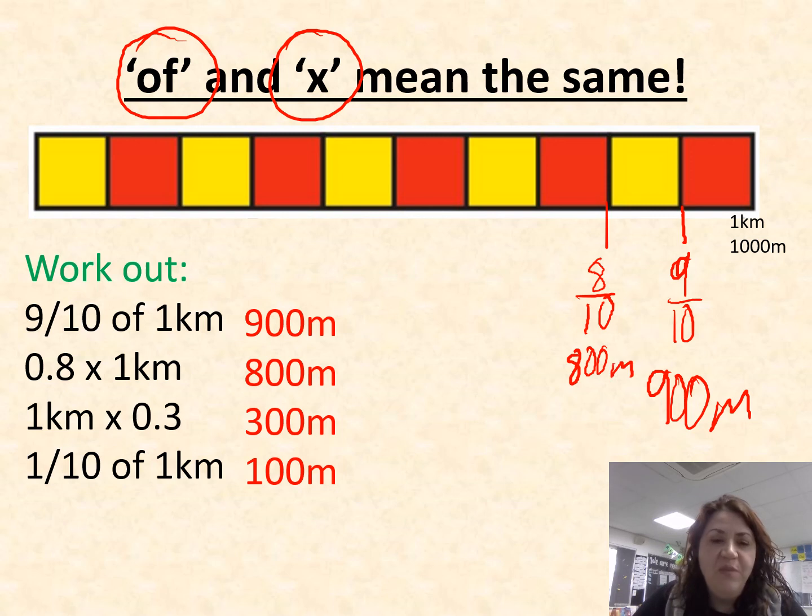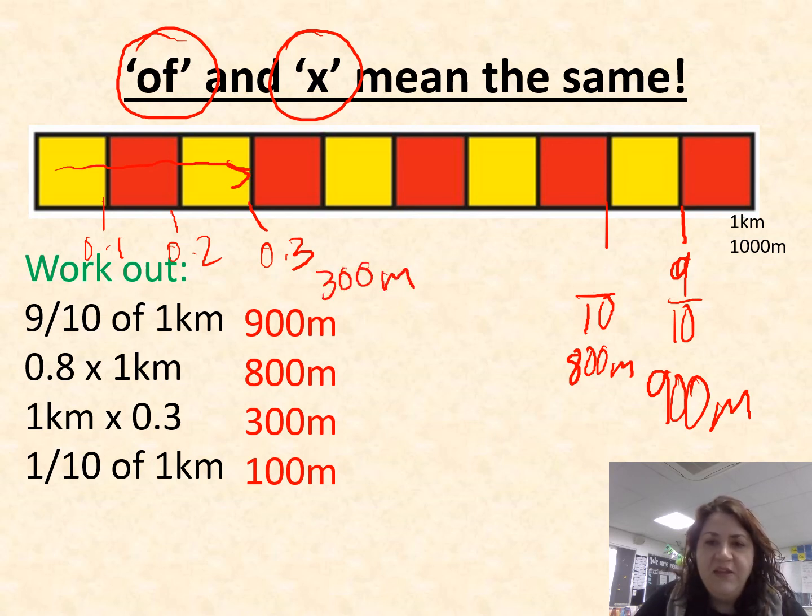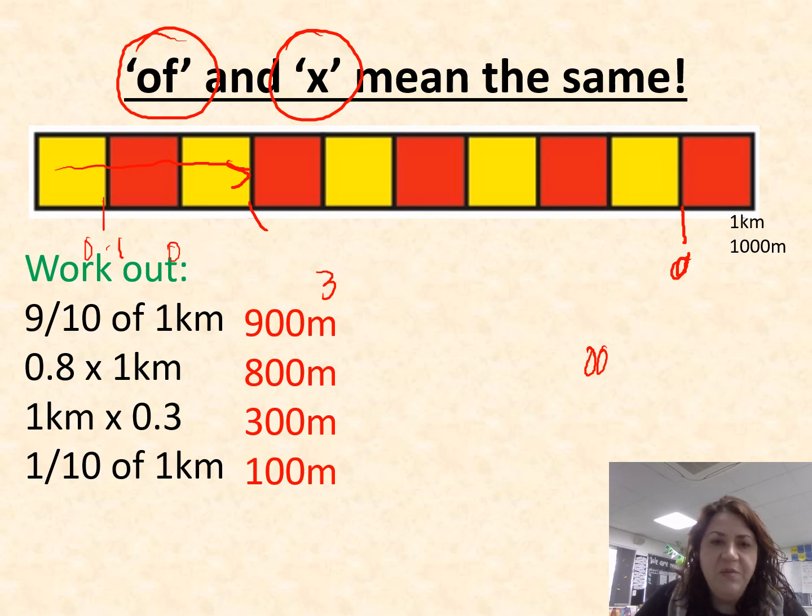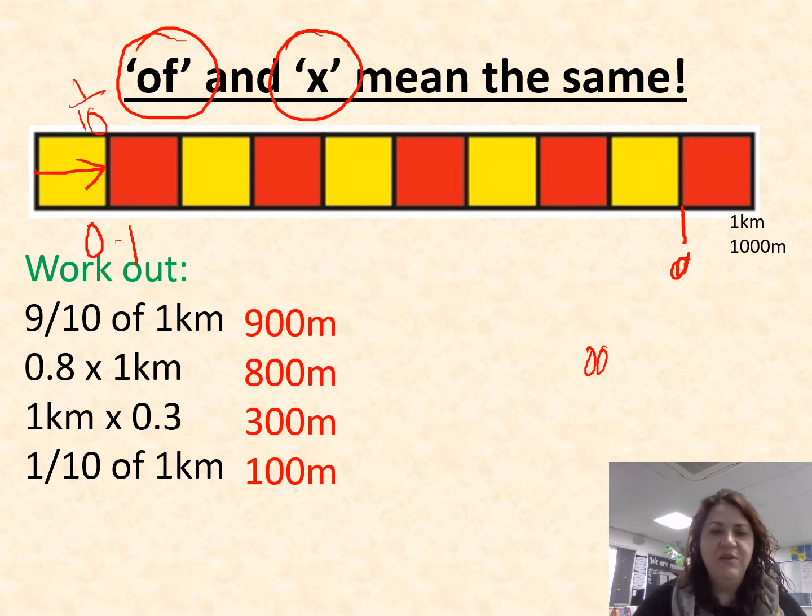And then we've got 1 kilometre times 0.3. Don't forget, times means the same as of. So it's exactly what we've just done. 0.3, there's 0.1, there's 0.2, there's 0.3, which is also 3/10. So if each section is worth 100, we've come along 3 sections, so that would be 300 metres. And the last one is 1/10, which is the same as 0.1. That would be here, 0.1 or 1/10. And if each section is worth 100, it's just one section, so it's 100 metres.